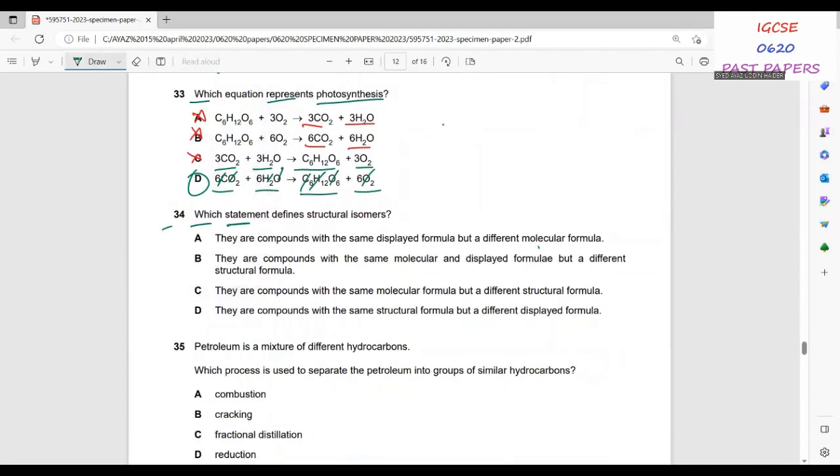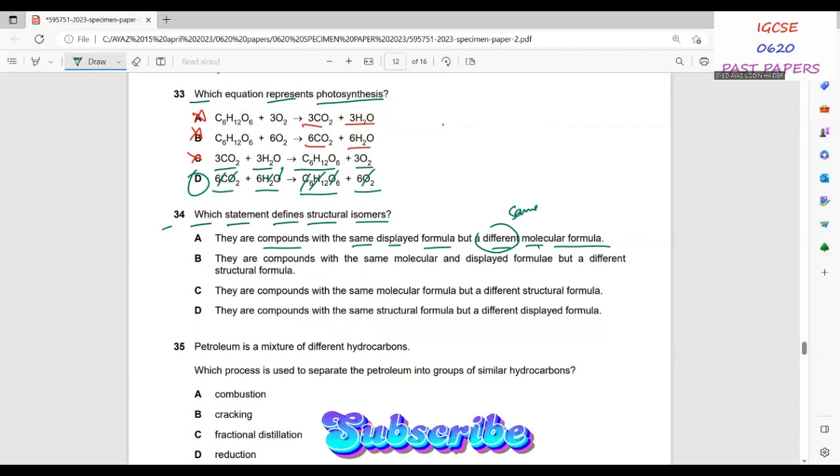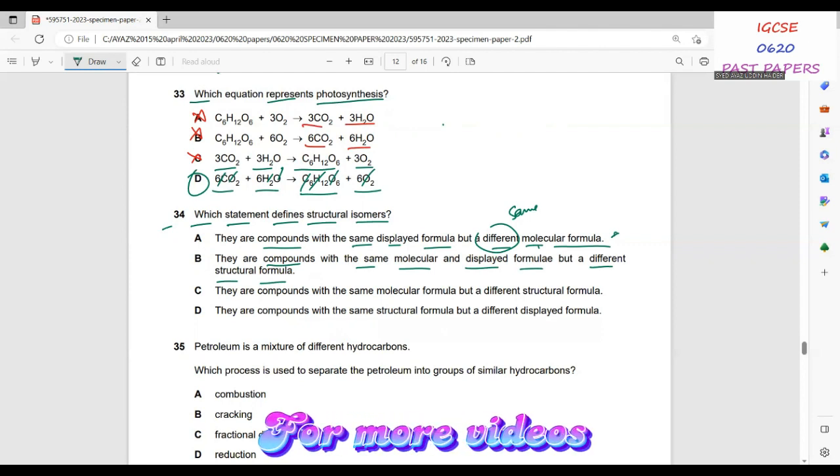Number 34, which statement defines structural isomers? A. They are compounds with the same displayed formula but different molecular formula? No, they have the same molecular formula. Isomers have the same molecular formula but different structural formula. So this is incorrect. B. They are compounds with the same molecular and displayed formula but different structural formula. The isomers don't have the same displayed formula, they only have the same molecular formula. This is also an incorrect statement.